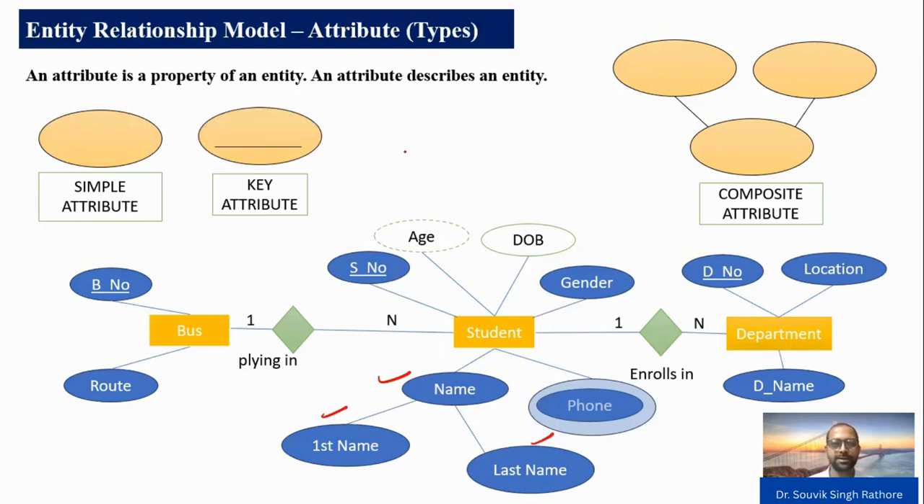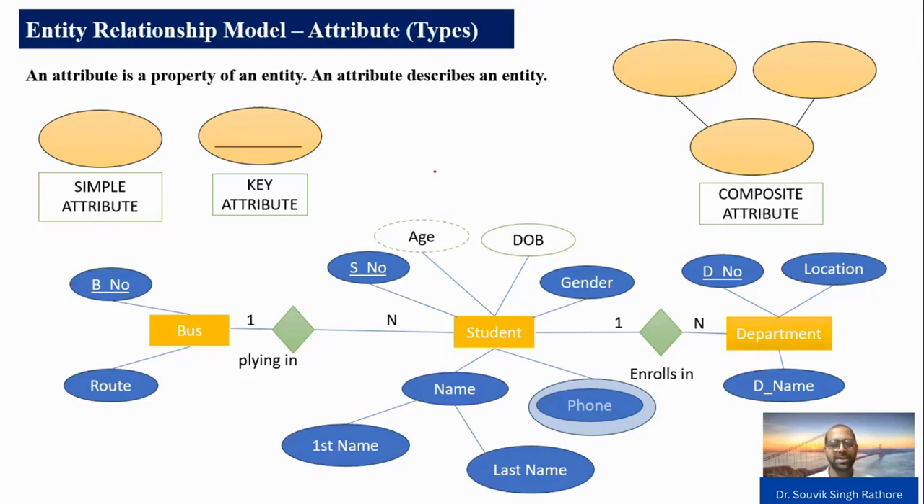Next, we are looking into the third type of attribute, called the key attribute. Key attributes help in identifying the entity uniquely. For example, you have your bus number, which can help you in identifying every bus. Then you have the serial number, which can help in uniquely identifying every student. And then you have the department number, which can help you uniquely identify any department. Key attributes are represented using an underlined attribute.